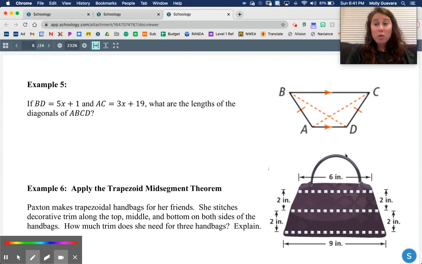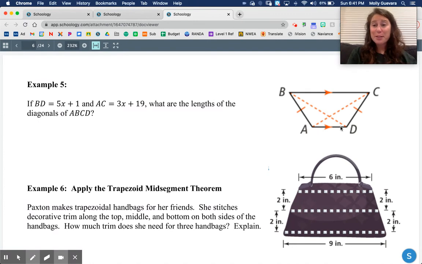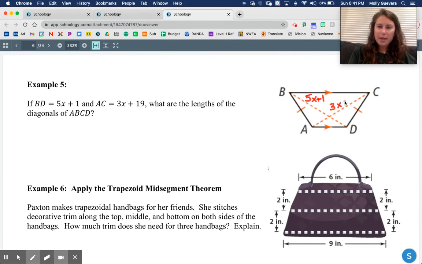Okay, so hopefully you guys got this. It was exactly the same as the other two that we just did. BD here was 5x plus 1, and AC is 3x plus 19. And the diagonals of an isosceles trapezoid are equal. So I'm going to set them equal to each other. So 5x plus 1 equals 3x plus 19.